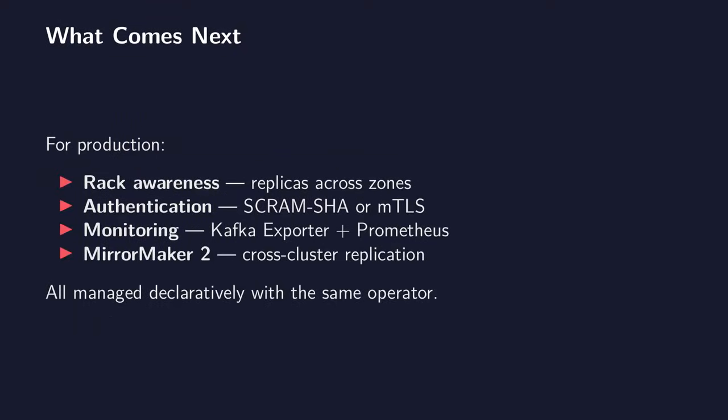This cluster is a functional starting point. For production, the next steps make all the difference. Rack awareness distributes replicas across availability zones. Authentication via SCRAM-SHA or mTLS using the KafkaUser CR controls access. Monitoring with Kafka Exporter and Prometheus tracks lag, throughput, and broker health. And MirrorMaker 2 enables cross-cluster replication for disaster recovery.